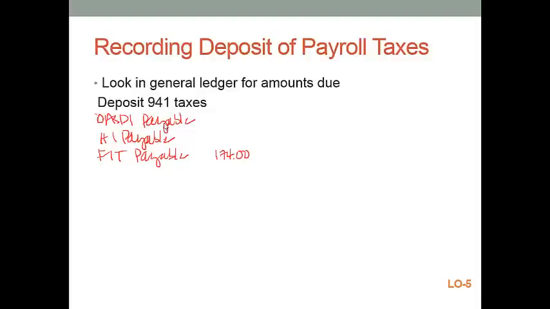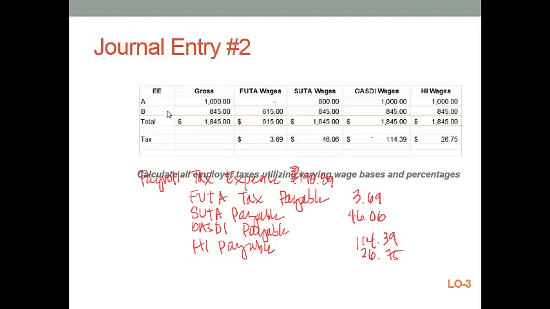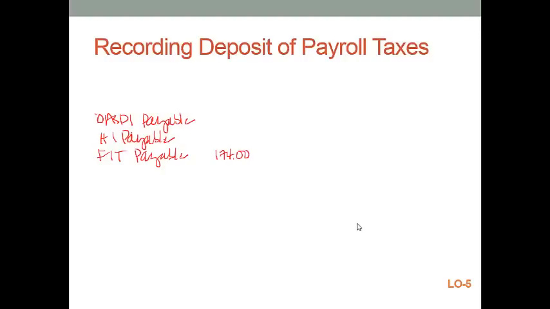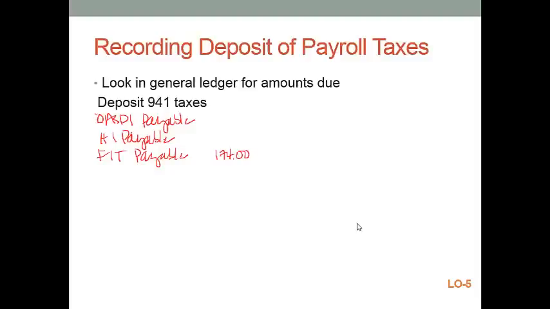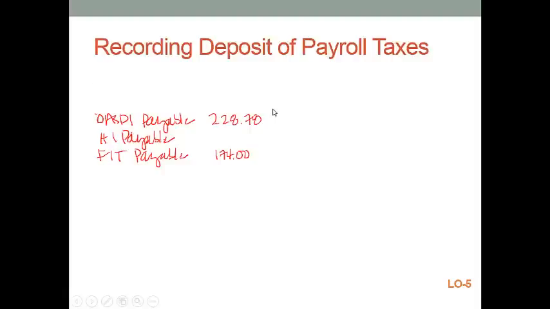Now let's look at how much OASDI I owe. Remember, for OASDI and HI, the employee and the employer have to pay the same amount. So let's look at our journal entry for our employer, and it should be the same. OASDI payable was $114.39. Remember, that's the same amount that it was for our employee too. So $114.39 times 2 means that I owed $228.78.